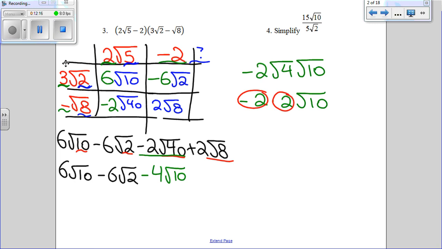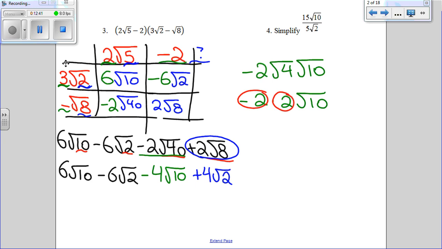The last one, I have 2 root 8. So root 8 can be divided by 4. That would give me another coefficient of 2. 2 times 2 would give me 4 root 2. Remember, when you already have a coefficient, you multiply it by whatever your new coefficient is to get your final coefficient.